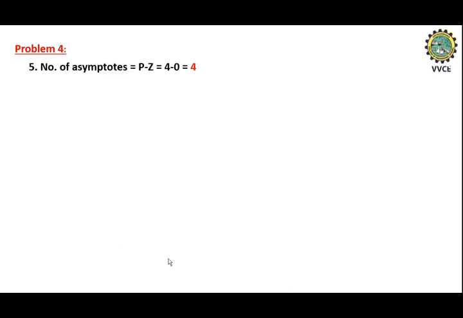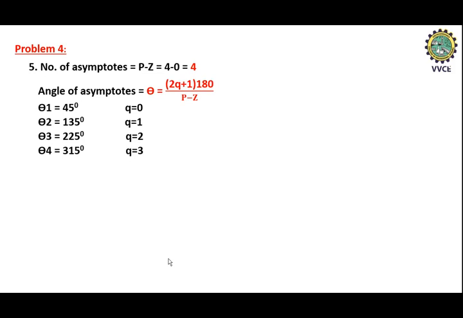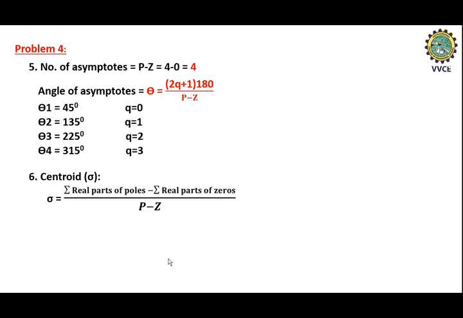In the next step, find out the number of asymptotes, that is, infinite branches. P minus z gives the number of infinite branches. There are 4 infinite branches. Asymptotes give the direction of those 4 infinite branches. We need to find out the angles of the asymptotes. They are in the directions of 45 degrees, 135 degrees, 225 degrees and 315 degrees, and these asymptotes have to meet.